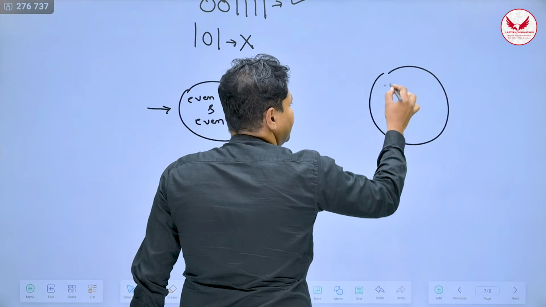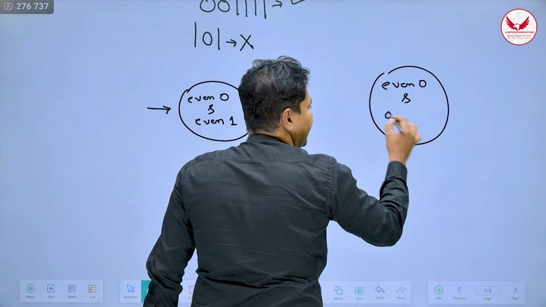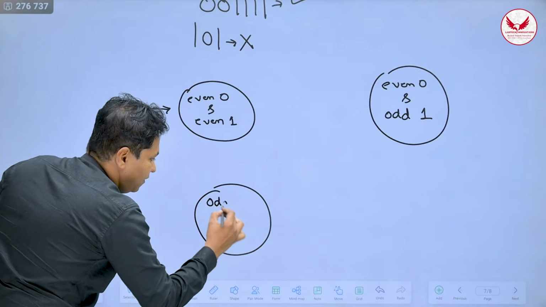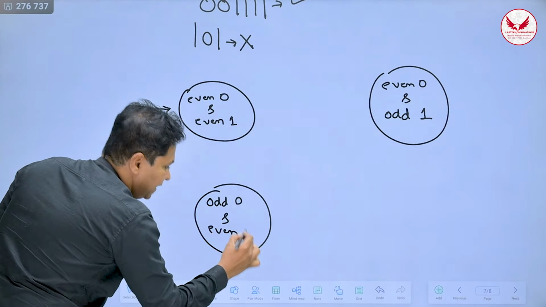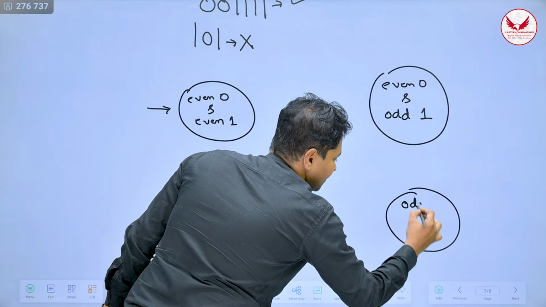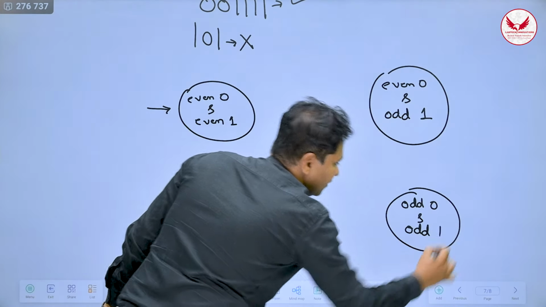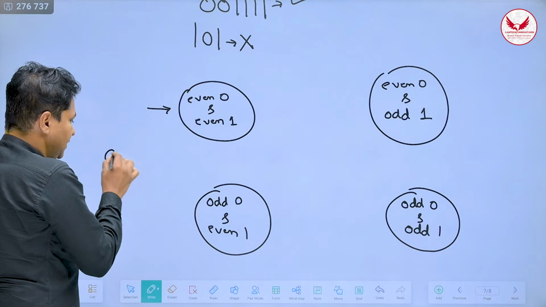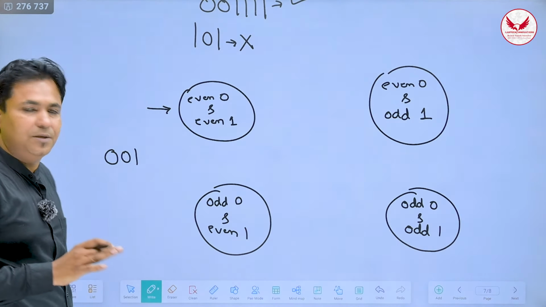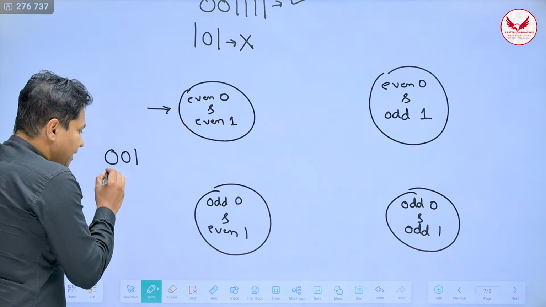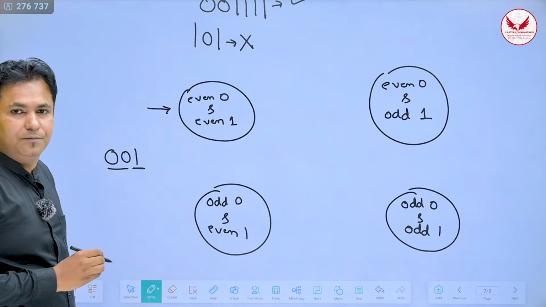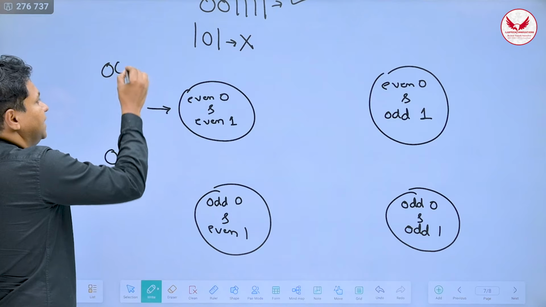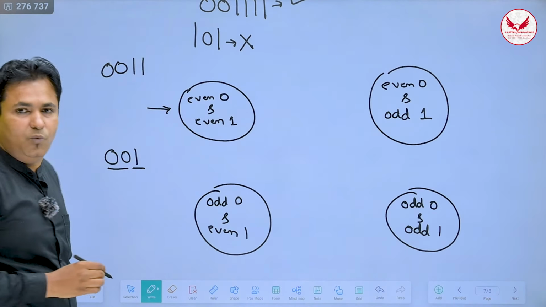Next one, even 0 and odd 1. Next possible will be odd 0 and even 1, and the last one will be odd 0 and odd 1. Consider if I have the input, suppose 0 0 1, just only this input. What will be the output? The output is even number of 0s and odd number of 1s. Right? So consider 0 0, even 0, even 1.